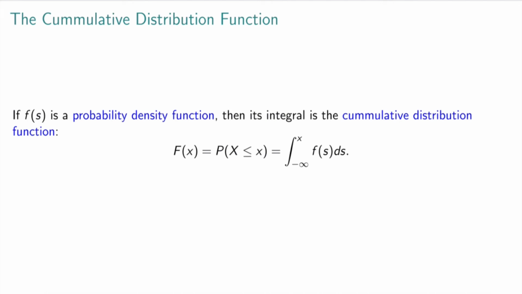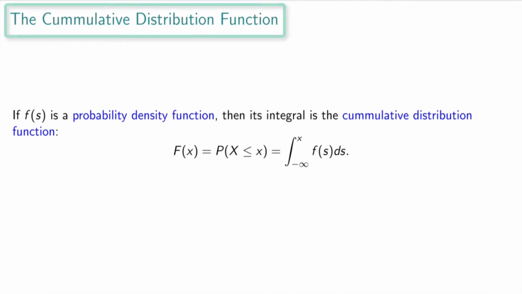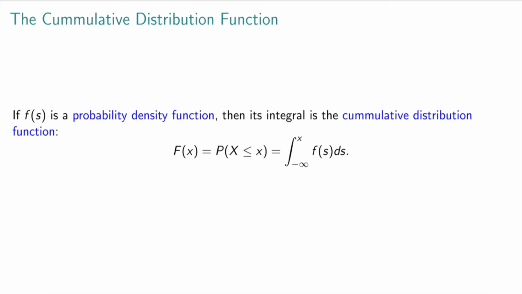Another important function which we need to learn about is the cumulative distribution function. Sounds rather serious, doesn't it? It's very closely related to the probability density function because it is simply the antiderivative. So F of x is the probability that our observation is less or equal x. And then it is the integral from minus infinity to x of our probability density function f of s ds.